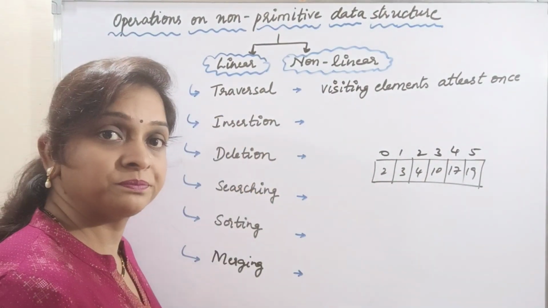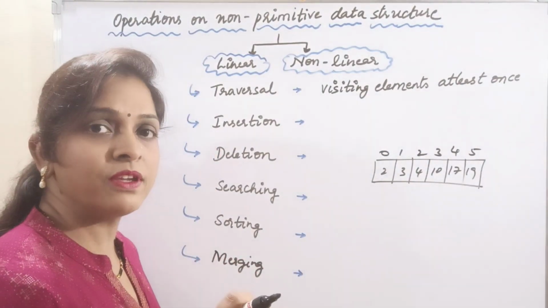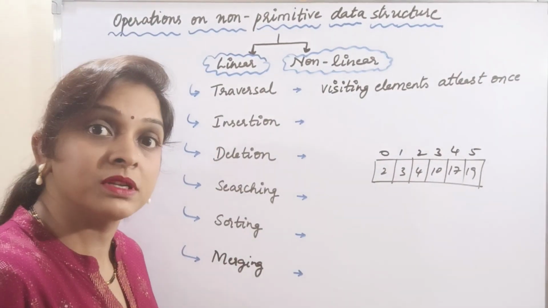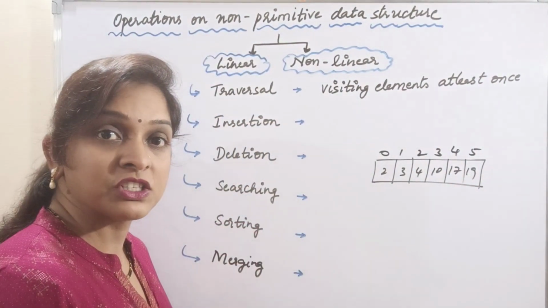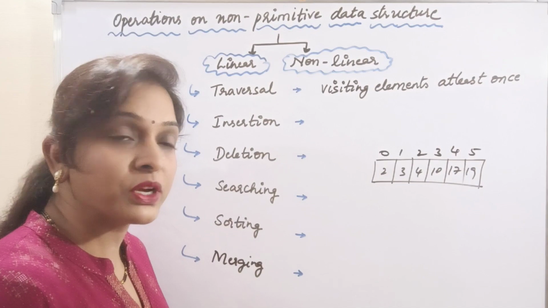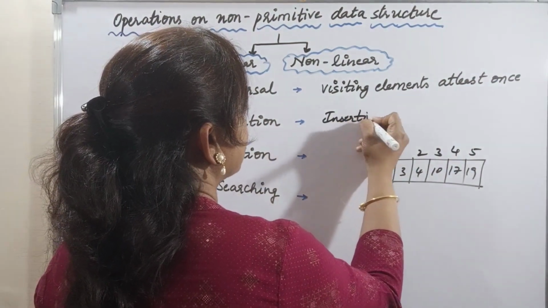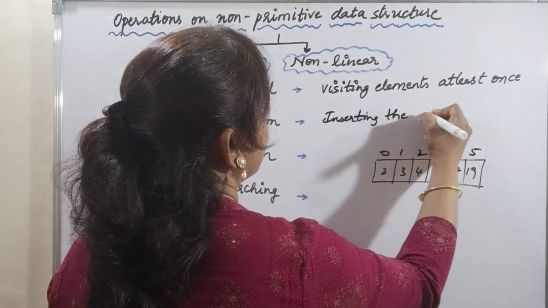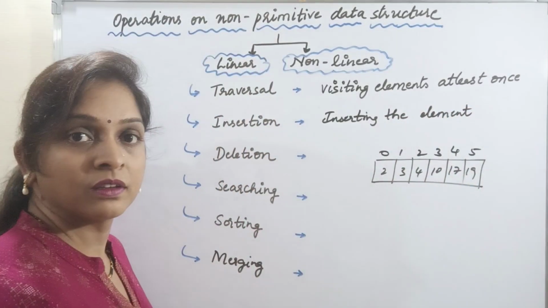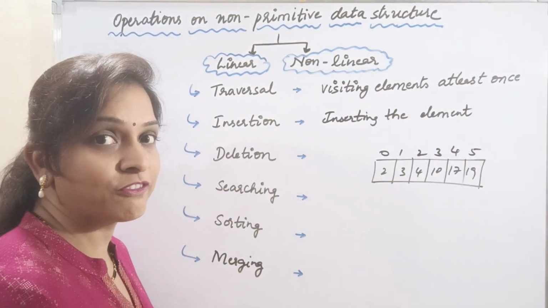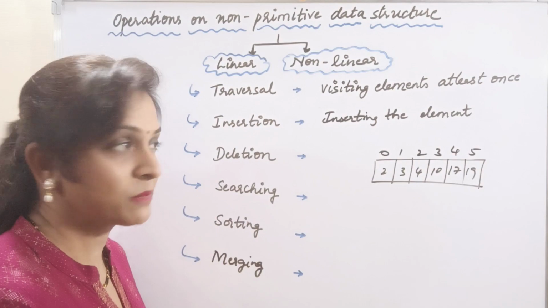Then insertion. We have all the array elements, but suddenly we plan to insert a few more elements. It may be at the beginning, the ending, or in between. So then I need to insert the element into the data structure. How to insert? We need to refer to many algorithms for that, which we will see in separate videos.